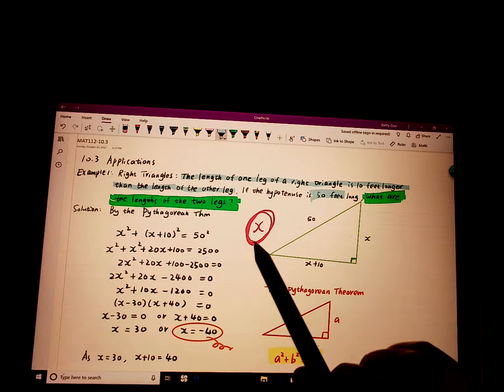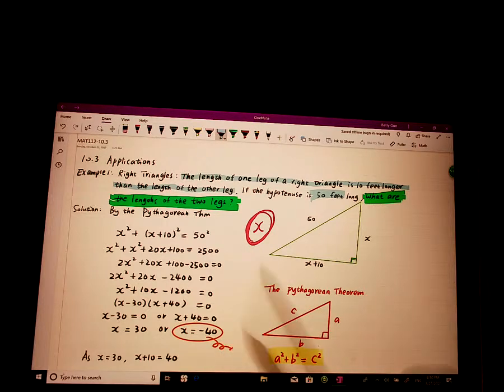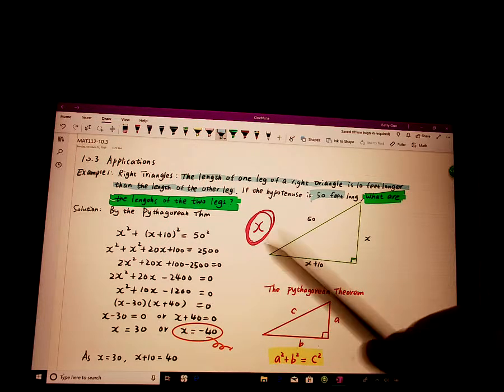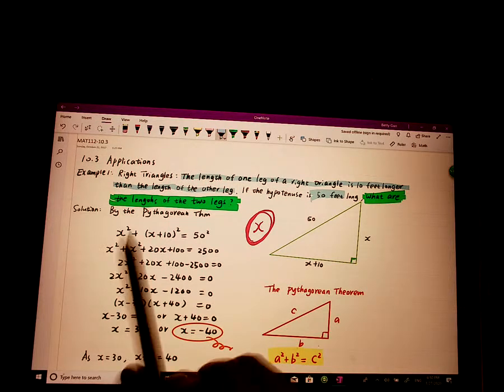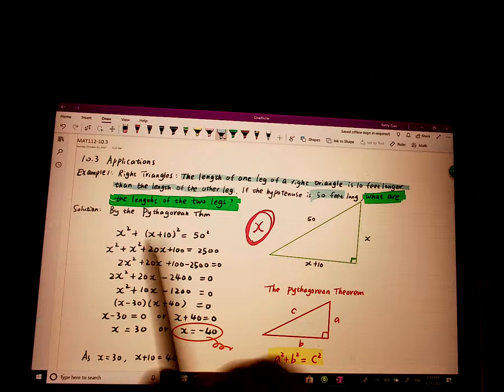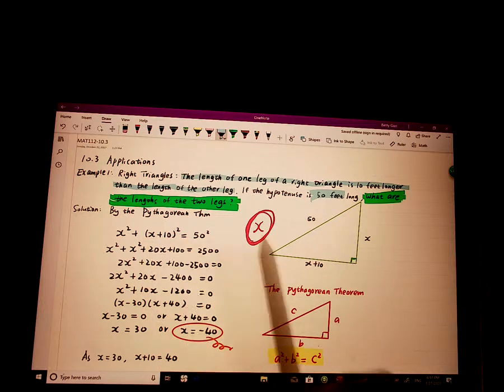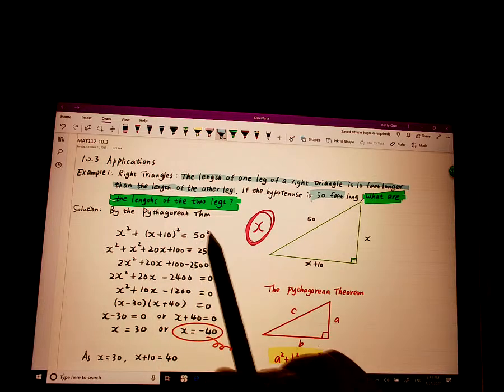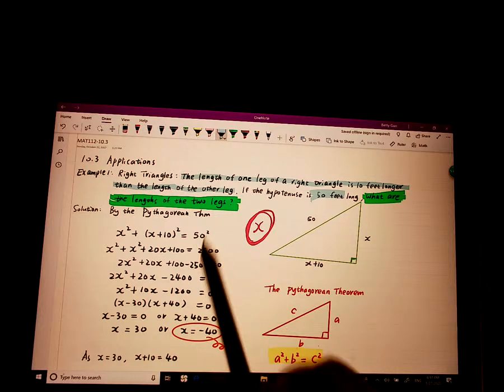In order to solve for x, we need an equation. One variable, we need one equation. How do we set up that equation? Remember the Pythagorean theorem? Yes, we're going to apply the theorem to set up that equation. Shorter leg squared plus longer leg squared. The longer leg is x plus 10, so you put x plus 10 in parentheses, equals hypotenuse 50 to the power of 2. 50 to the power of 2 is 2500.